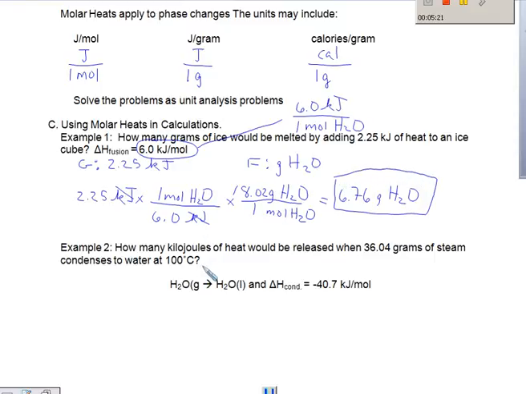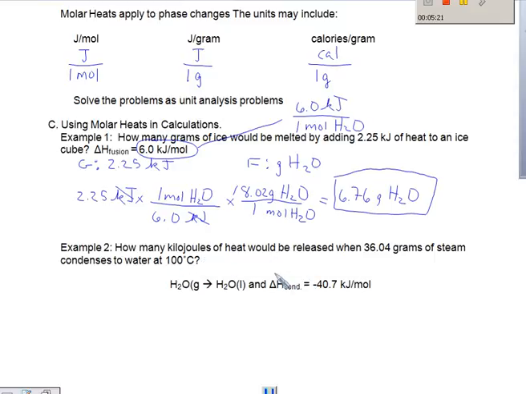All right, let's take a look at the second problem here. It says how many kilojoules of heat would be released when 36.04 grams of steam condenses to water at 100 degrees Celsius. This here is telling you that you're at the boiling point of water. You will not actually use this to solve the problem. It's not a temperature change, so you're not going to use Q equals mc delta T. This is a constant temperature.